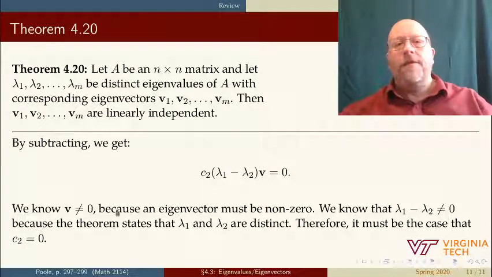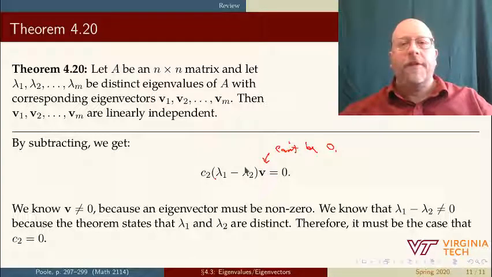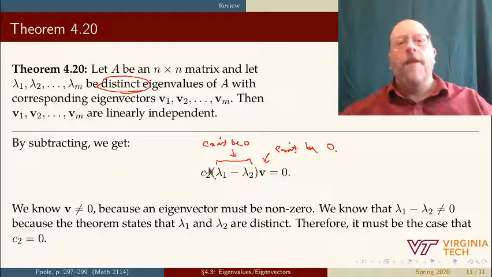Now, V2 is not the zero vector because an eigenvector must be non-zero. This can't be 0 because eigenvectors are never allowed to be 0. This term can't be 0 because we said up here that these eigenvalues are distinct. And if they're different from each other, their difference cannot be 0. And therefore, the only way that this product can equal 0 is if C2 is equal to 0. So it must be the case that C2 is equal to 0.